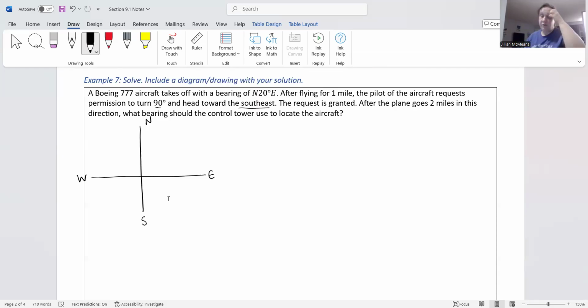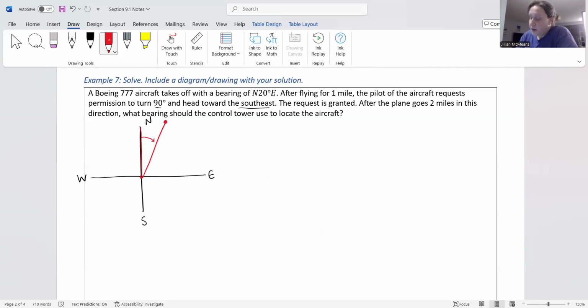So we take off, think of that as being like the origin, like where are we starting? So we're going to start at the origin. Okay. And our plane is going to take off with a bearing north 20 degrees east. Okay. So basically, imagine you're going north. Let me actually draw this in red. So imagine you're going north. Okay. But you have to go in the east direction 20 degrees. And that takes us here. And so the plane right now is chilling at this point.